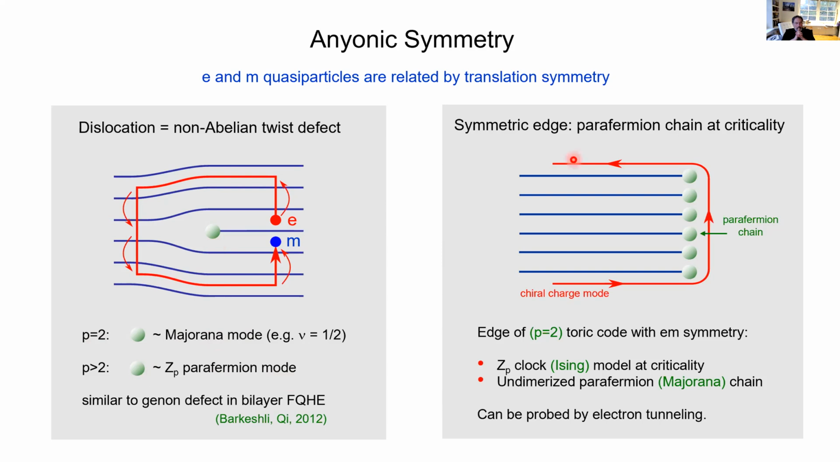You could also consider what happens if you have the edge. Of course, the edge on the bottom breaks the translation symmetry. But if you have an edge that respects the translation symmetry, then you have a symmetry-respecting edge of your toric code, basically, where the E and the M are the same. One thing that one can check is that if you have the edge of a toric code where you have the anionic symmetry between the E and the M, then there is a parafermion chain at the end. For P equals 2, it's a Majorana chain, just like the edge of the weak topological superconductor. And for P bigger than 2, it's going to be an undimerized parafermion chain. This is something that happens at the symmetry-preserving boundary of this.